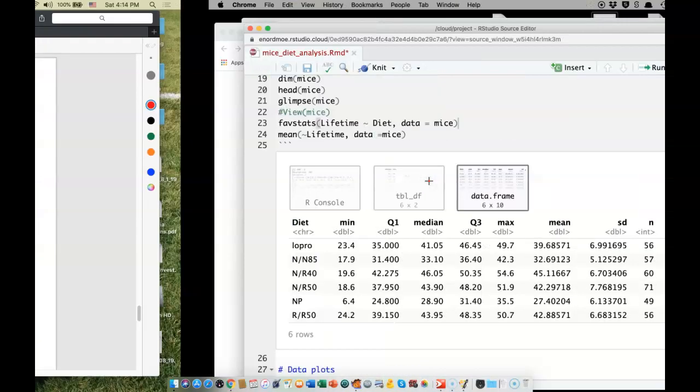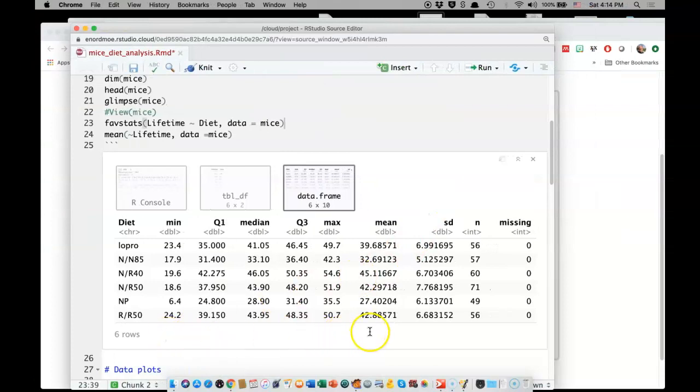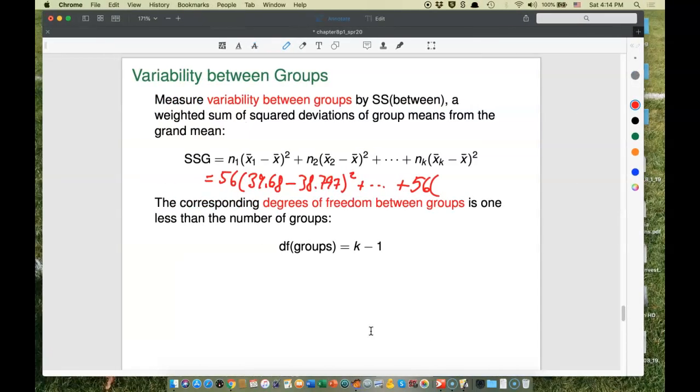And then the group mean for the last group was 42.88. So 42.88 minus the 38.797 squared, and those all add up to being about 12,734 roughly. You can check that. But that's the sum of the total variability between the groups.